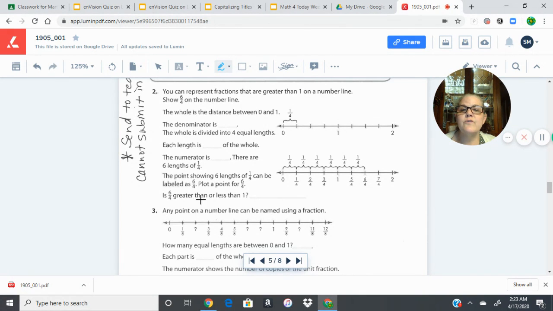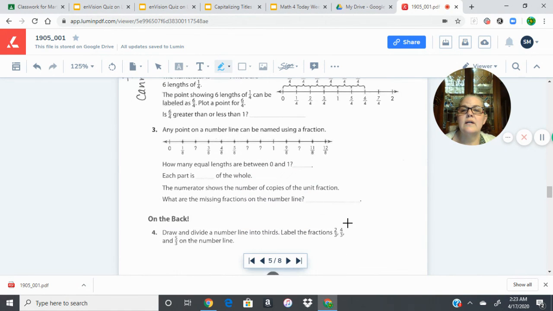It says, is 6/4 greater than or less than 1? Is this bigger than 1 or less than 1? You're going to write your answer on that one there. Number 3 says any point on a number line can be named using a fraction. So we don't have an answer for these question mark ones.